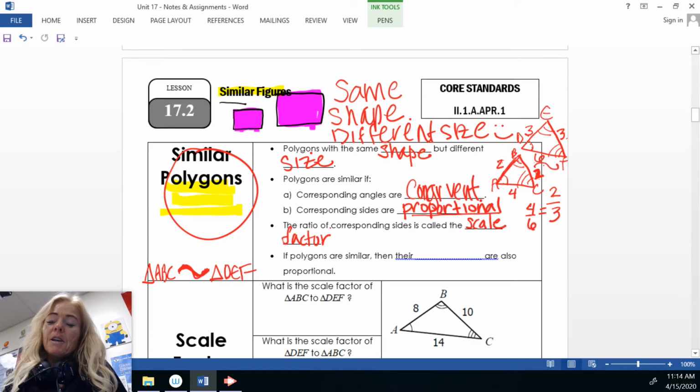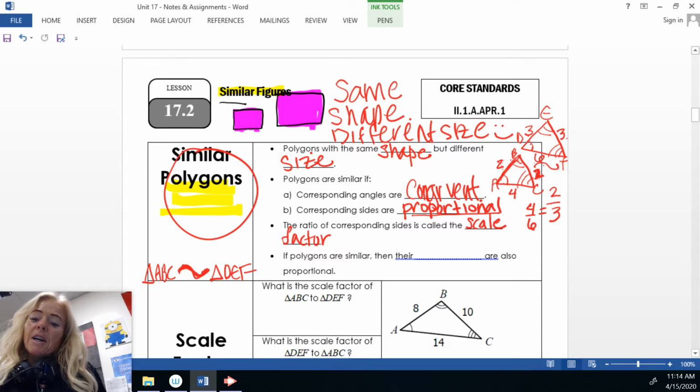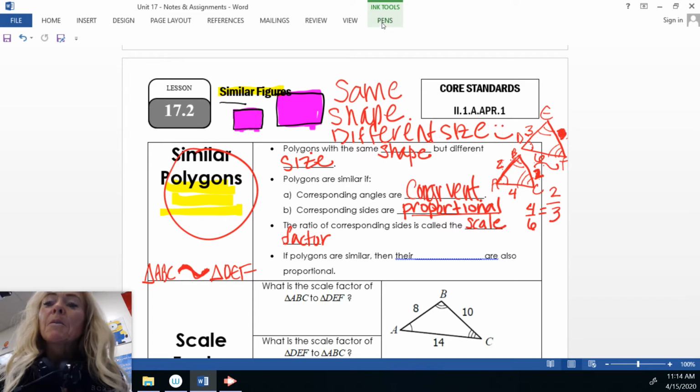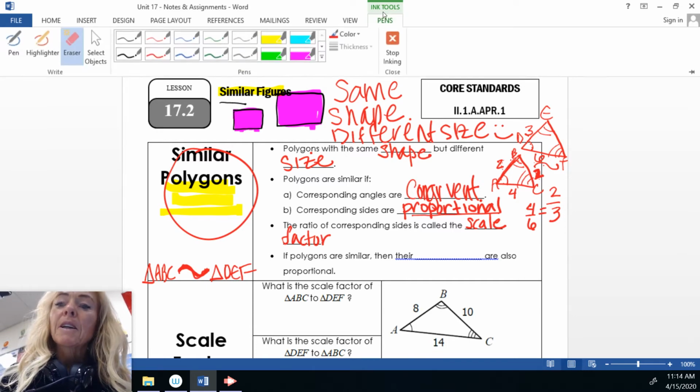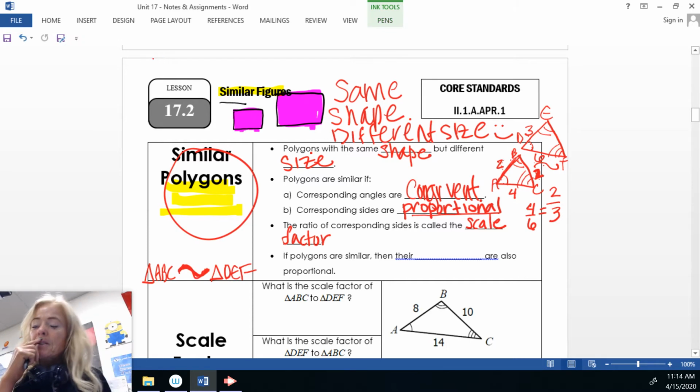All right, we call it a scale factor because it is a multiplier and a scale ratio that will set up your ratio of sides. That means if we're missing a side, say I don't know this side right here, if I don't know that side right there, let's say I have no idea what it is.